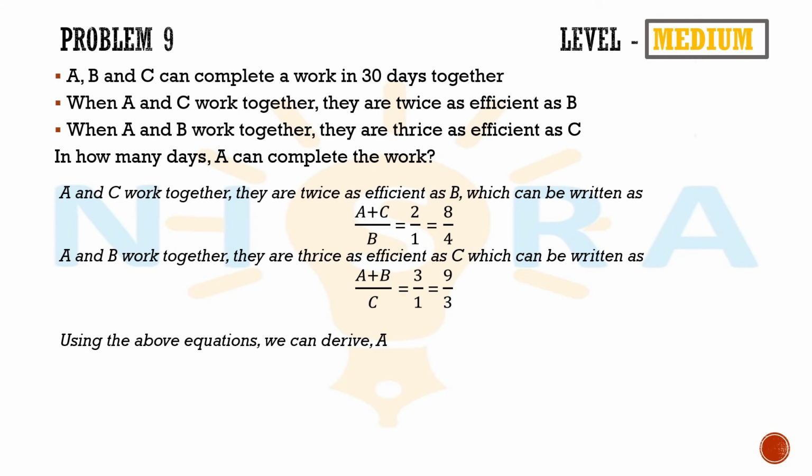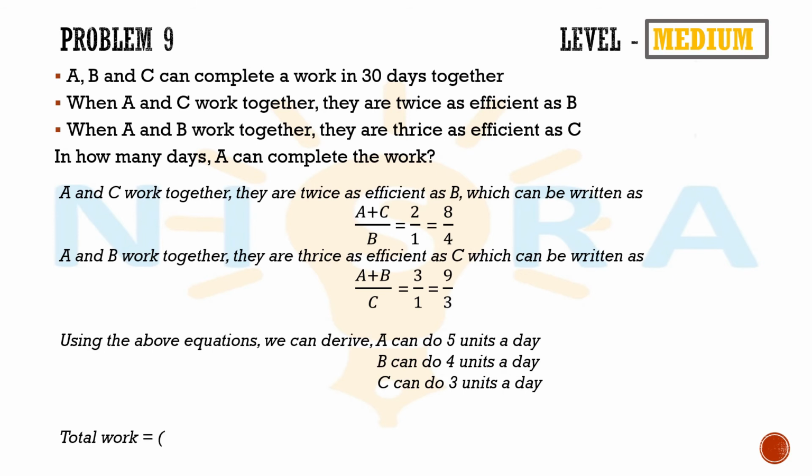Using the above equations, we can derive A can do 5 units a day, B can do 4 units a day, and C can do 3 units a day. So the total amount of work will be 5 plus 4 plus 3 multiplied by 30 days, which will be 360 units. So A can do the work in 360 divided by 5, which is 72 days.